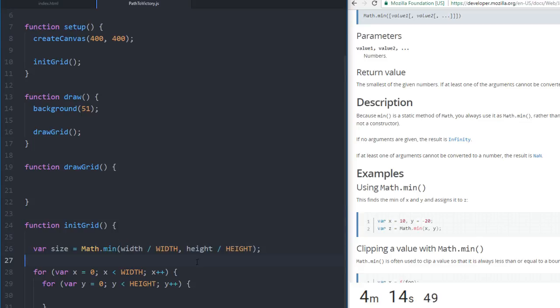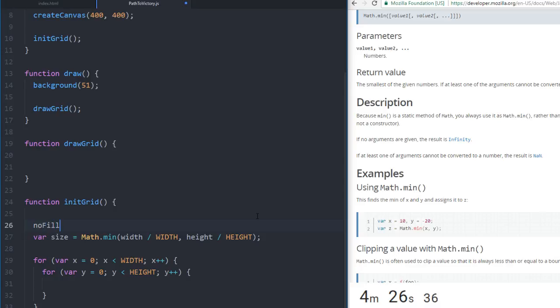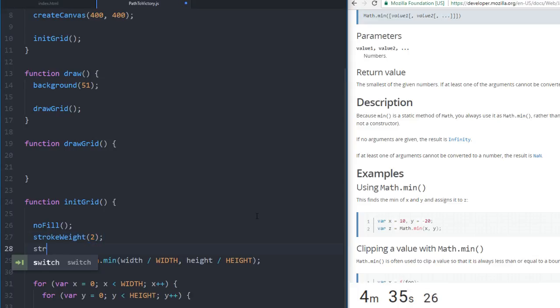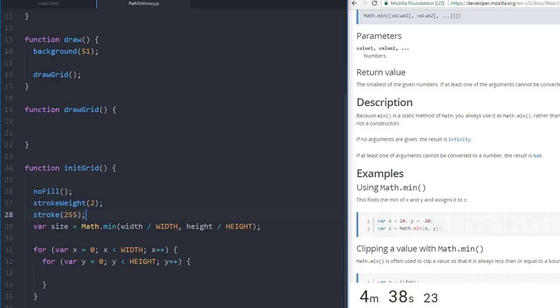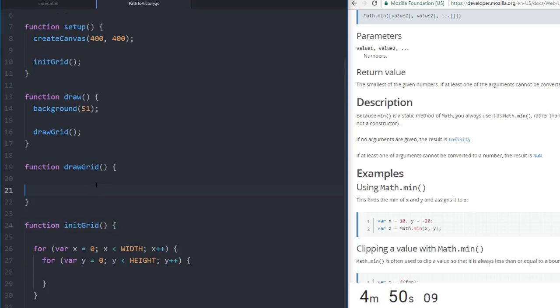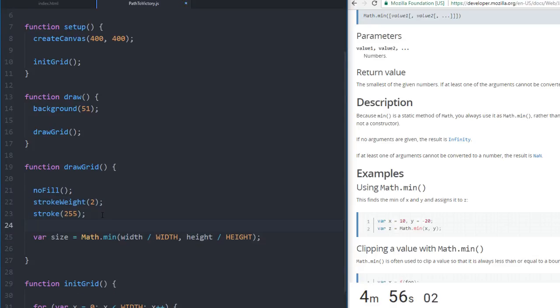Should be pretty good. Now I think we'll just say no stroke and we'll just draw a whole bunch of squares. Or we will say no fill, actually. No fill, stroke weight 2 should be good. Stroke 255. Wait, no, we don't even need to calculate any of these. I'll keep that in my clipboard for now. I'll just paste them here, really. There we go. We've got our size, cool.